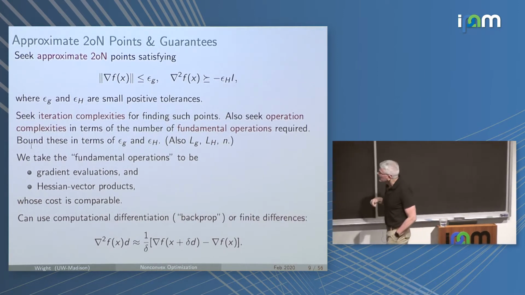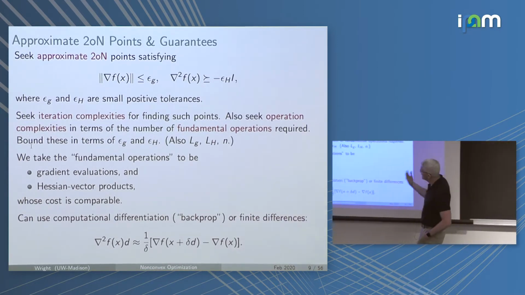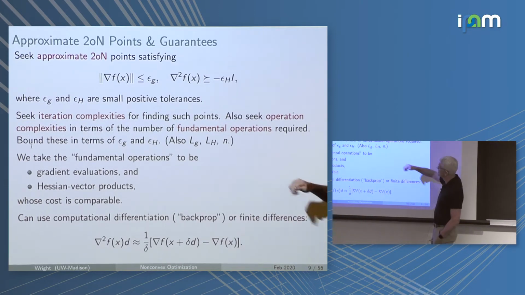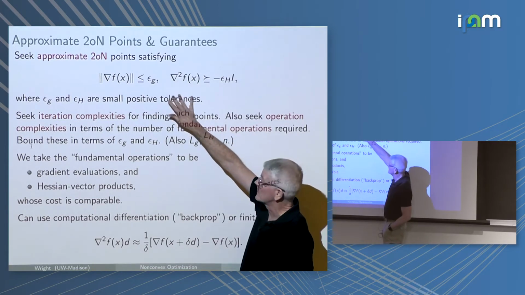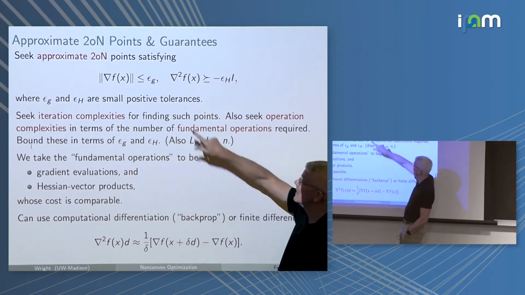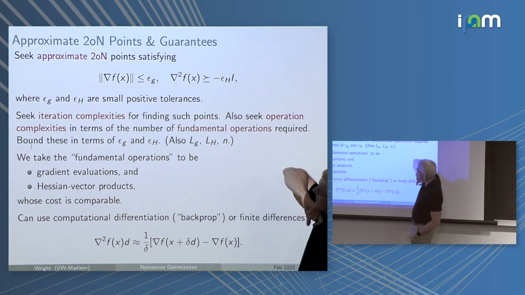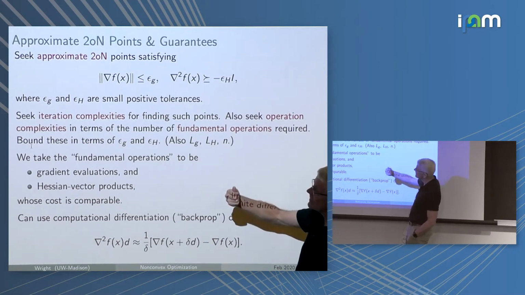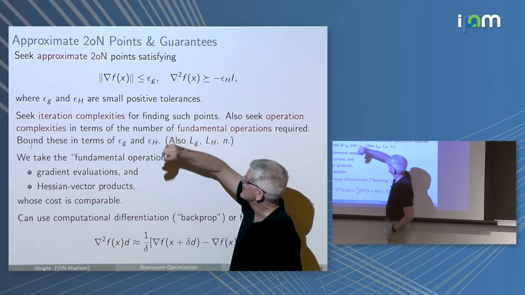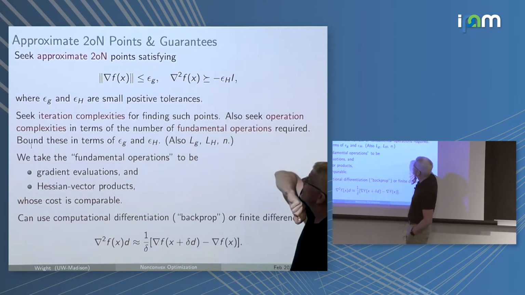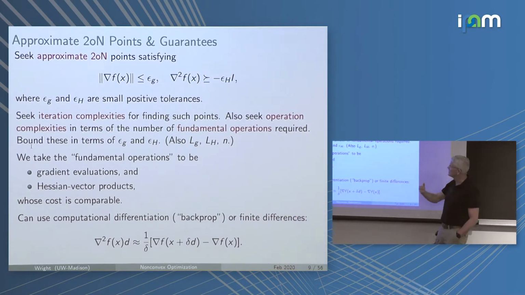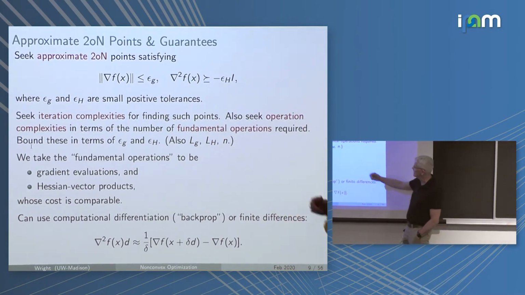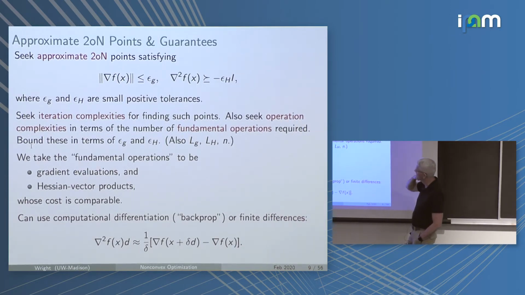So we're not going to be able to find a point that exactly satisfies the second order conditions, but we can hope to find one that approximately satisfies these conditions. So if you give me tolerances epsilon g and epsilon h, the goal is I want to give you back a point where the norm of the gradient is less than epsilon g, and the eigenvalues of the Hessian are bigger than minus epsilon h. So these are typically small and positive.